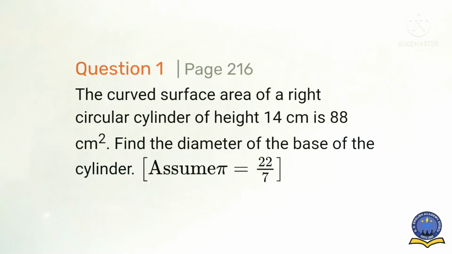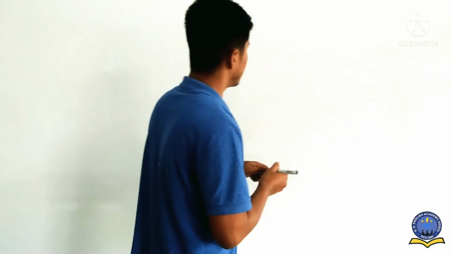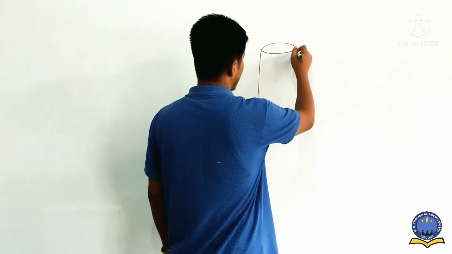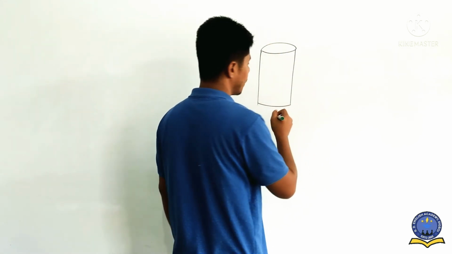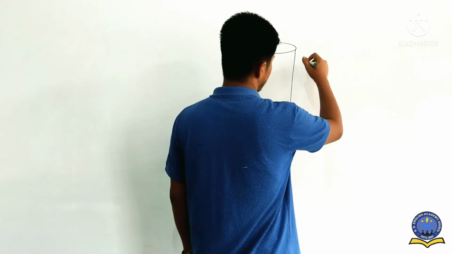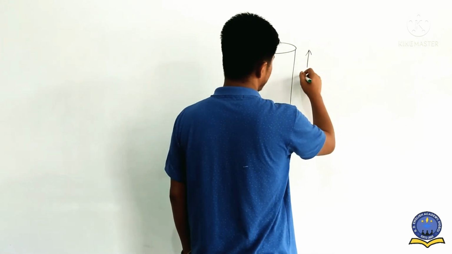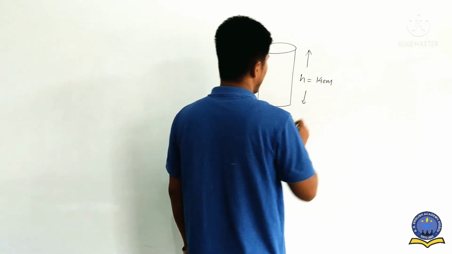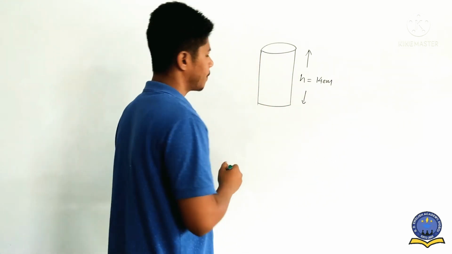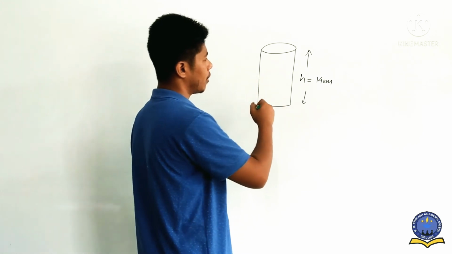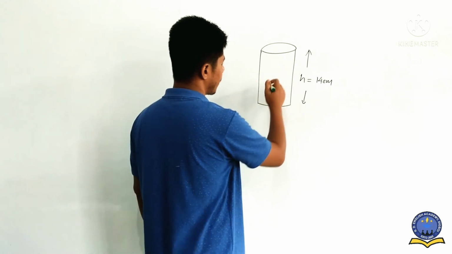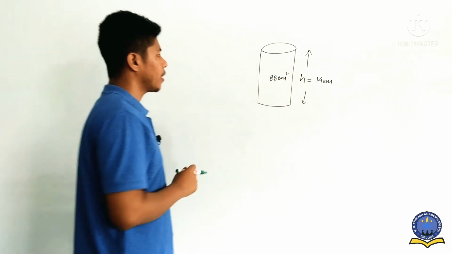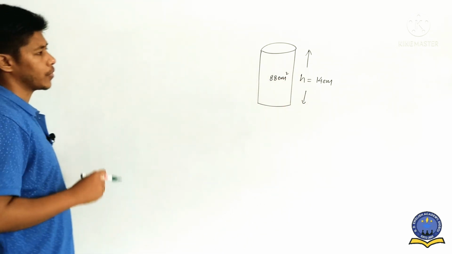If we start, first of all, if you see the diagram here, we consider a right circular cylinder. Is it clear? In this right circular cylinder, the height is given as 14 centimeter, as well as the curved surface area, which is 88 centimeter square. And what do we have to find out? We have to find out the diameter.